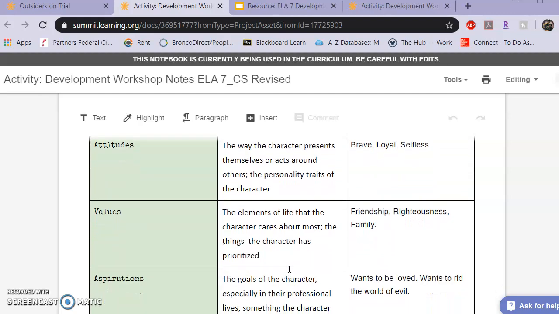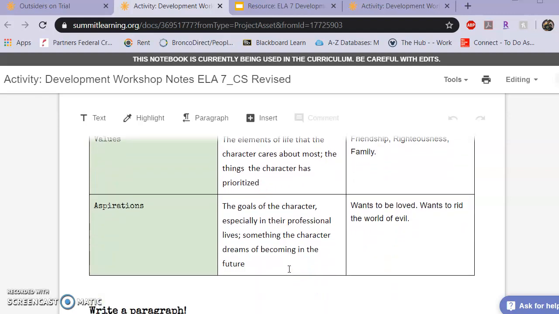Next, we have values, the elements of life that the character cares about most, the things that the character has prioritized. So these are the things that are the most important to the character. And for Harry, the most important things are friendship, family, and righteousness. And righteousness is when things need to be right. Especially in the first book, he sees things as either right or wrong, and he wants to be right. He wants things to be right all the time.